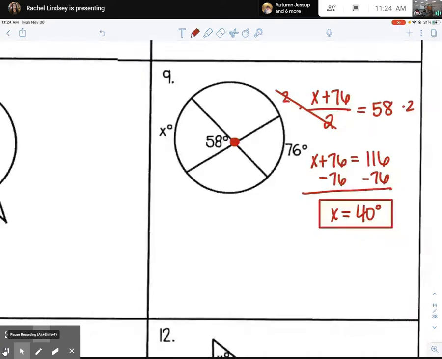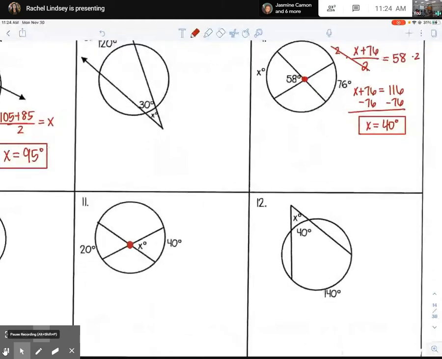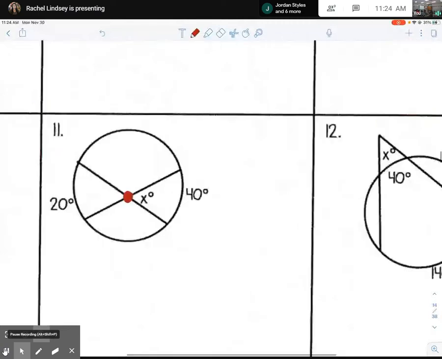Number 11, here's my vertex. Is that inside or outside? Yeah, that is inside. So arc plus arc divided by 2 equals x. So 40 plus 20 divided by 2 equals x. 40 plus 20 is 60. 60 divided by 2 is 30.